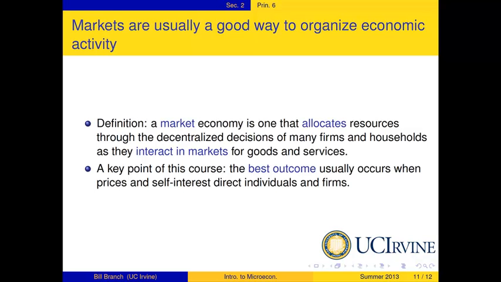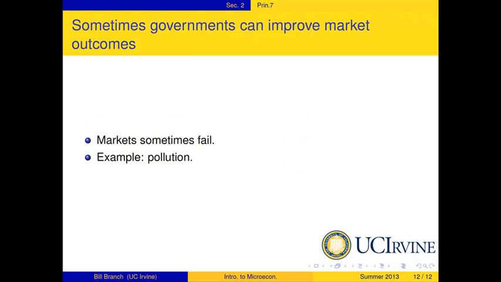This is not to say that markets always are a good way to organize economic activity. And so we see that in Principle 7, which is that sometimes governments can improve market outcomes. Sometimes markets just don't work as efficiently as we would hope.